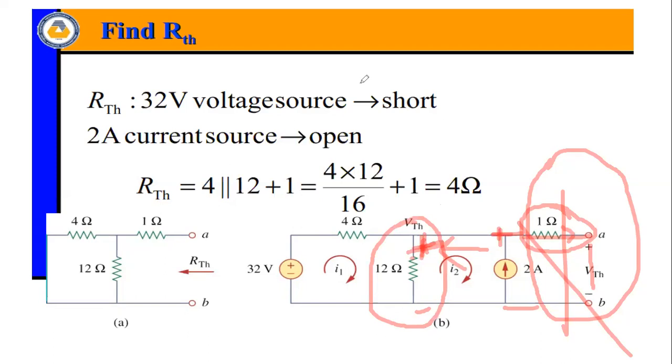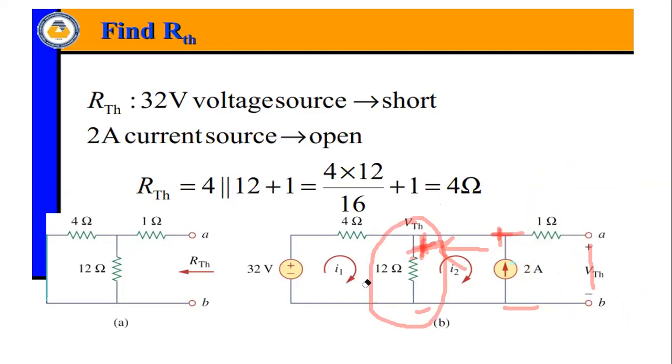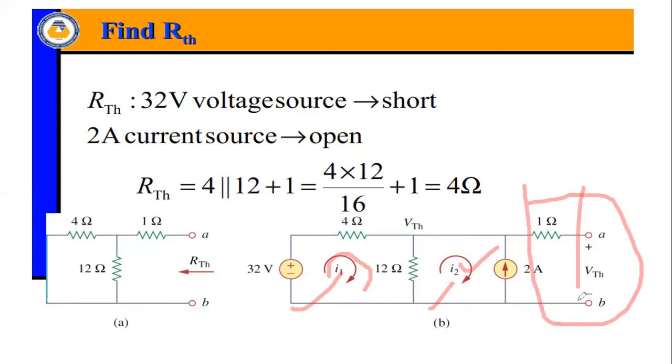Now this can be done easily by just using mesh analysis. For mesh analysis, we need to have current I1 and current I2. You can write the equations. Can anybody tell me the mesh equation for these two meshes? Forget this portion. Just write the equation for this mesh and this mesh.